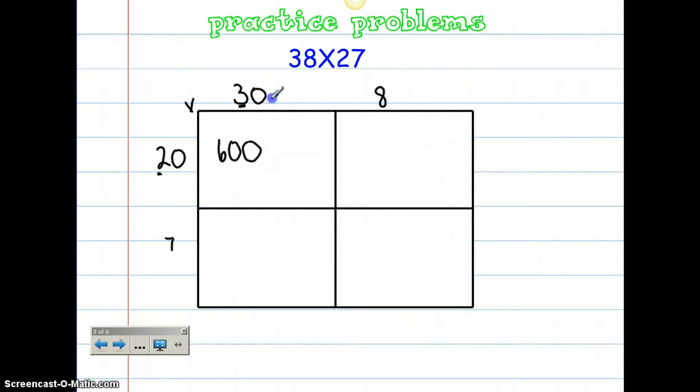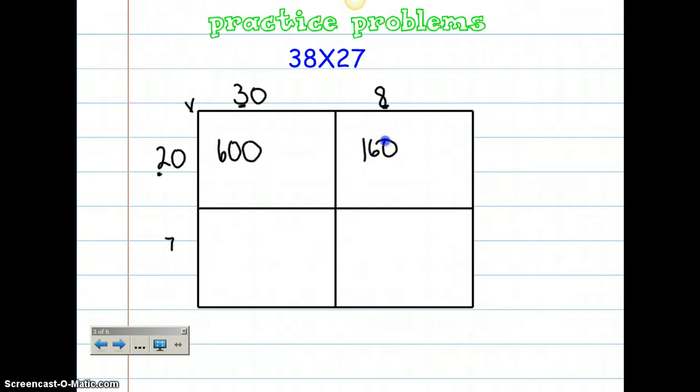Now I'm going to do, what is 8 times 20? Well, here are the basic facts again. 8 times 2 is 16. And then I'm going to place the 0 on the end. Remember, I don't add a 0 on the end. I place a 0 on the end. So my answer is 160.